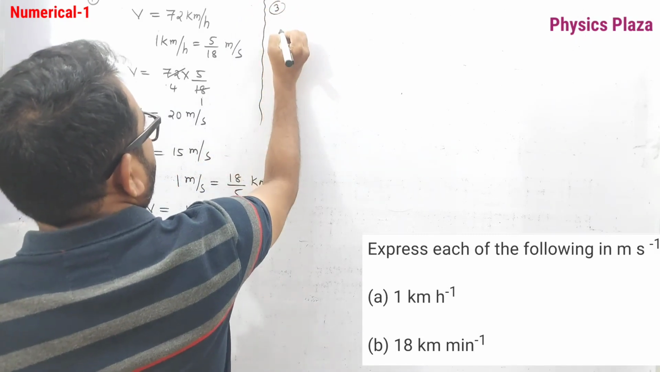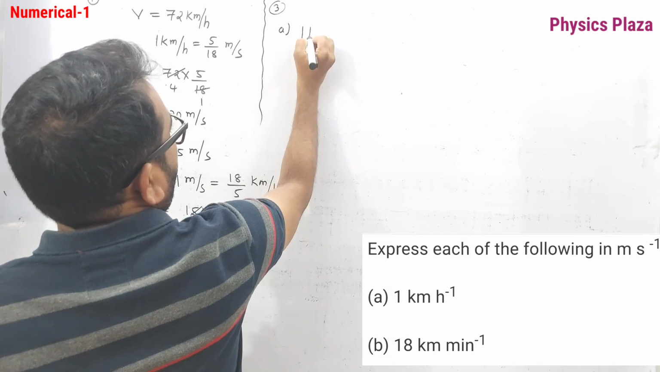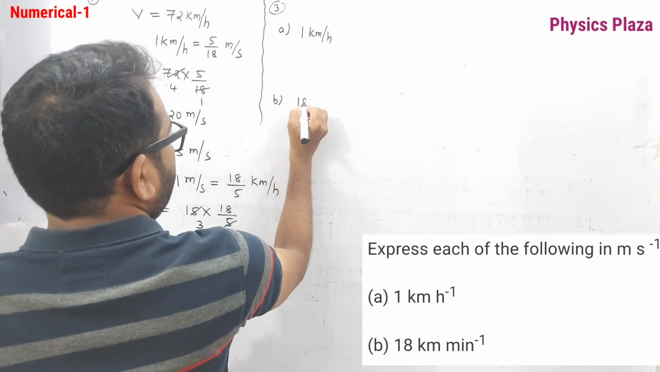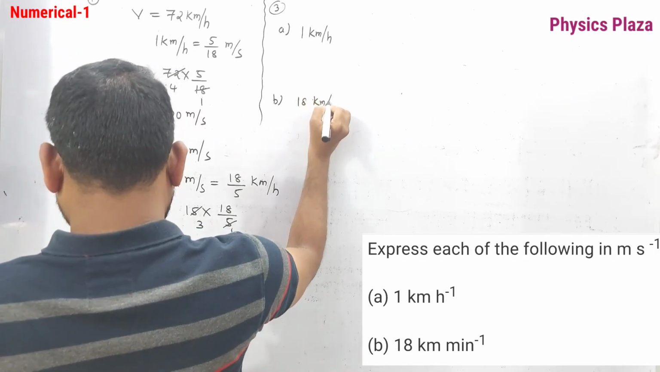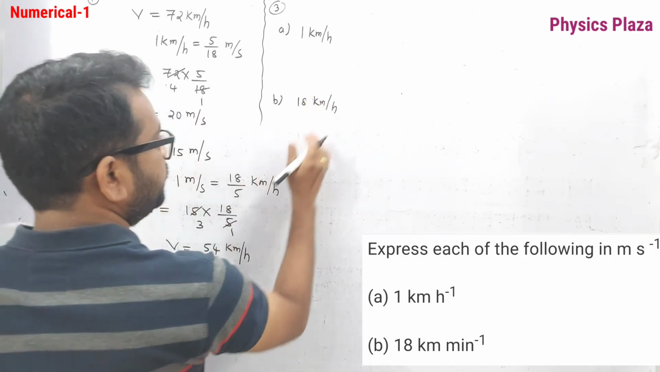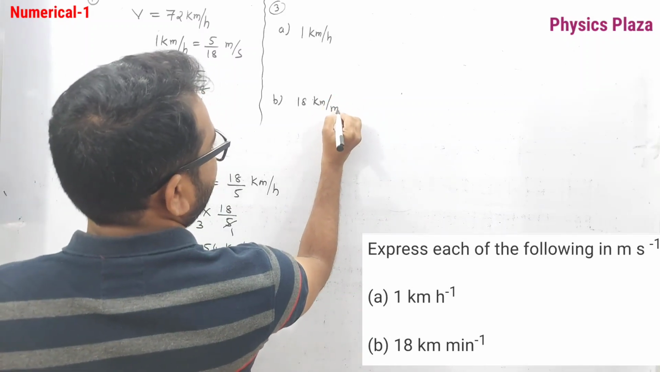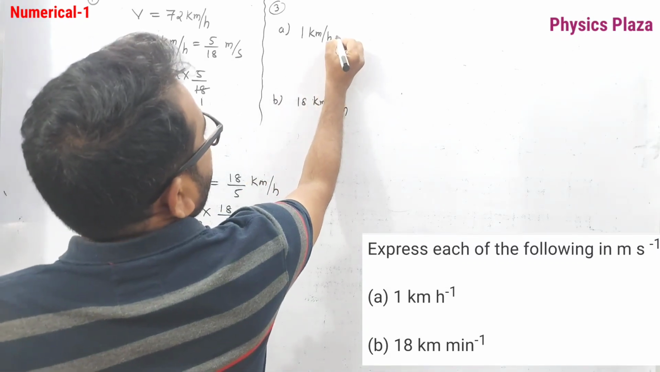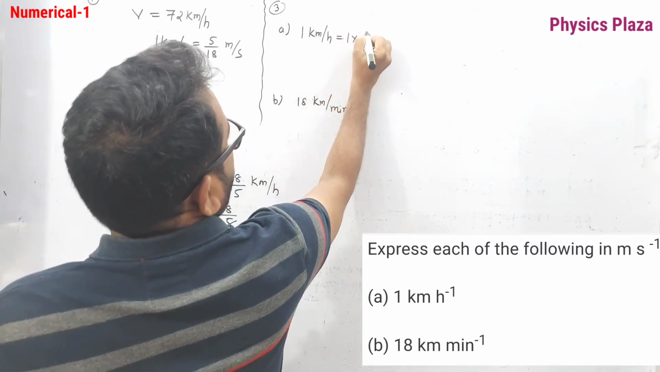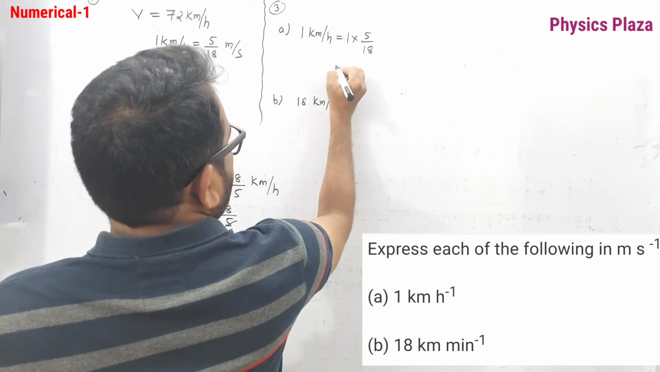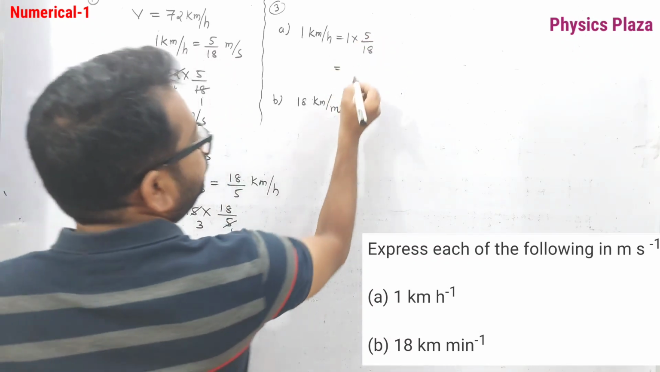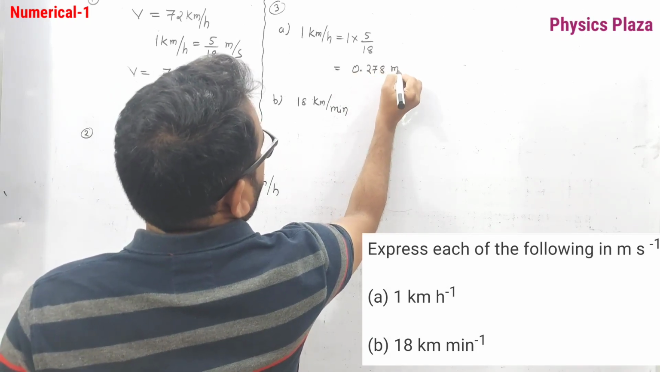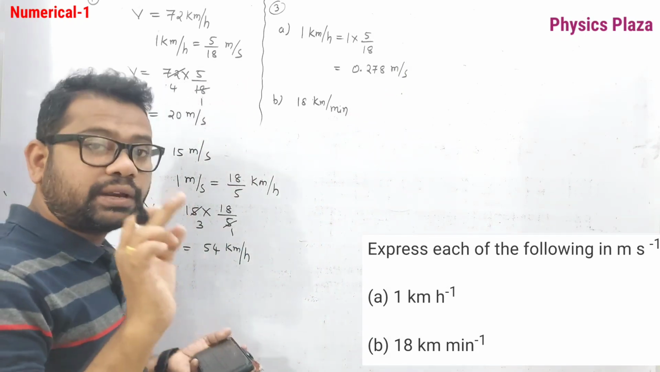In the third numerical, A is given as 1 kilometer per hour and B is given as 18 kilometer per minute. Children, you should be very careful with this one. We have to convert both. Look at the first one. This can be written as 1 into 5 by 18. If you simplify 5 by 18, you will get 0.278 meter per second. That's it. But for the second one we should be very careful.